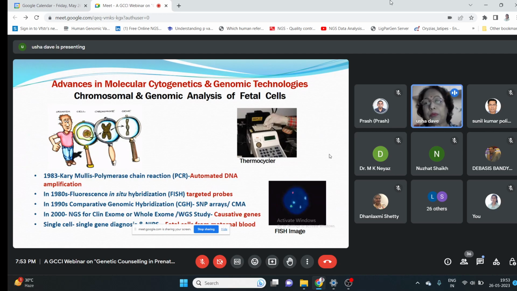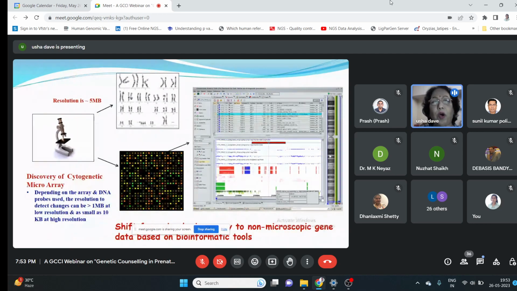The talk will have some case presentations to show what genetic counseling is in prenatal genomic diagnosis using these technologies. We moved forward from the karyotype, which also gives trisomy 21. So aneuploidies and larger structural defects could be seen. But then cytogenetic microarray came, with higher resolution. There was a shift from microscopic visual methods to non-microscopic gene database and bioinformatic tools, because you can see changes even smaller than 1 MB, at very high resolutions as small as 10 KB, and the precise location of the gene.